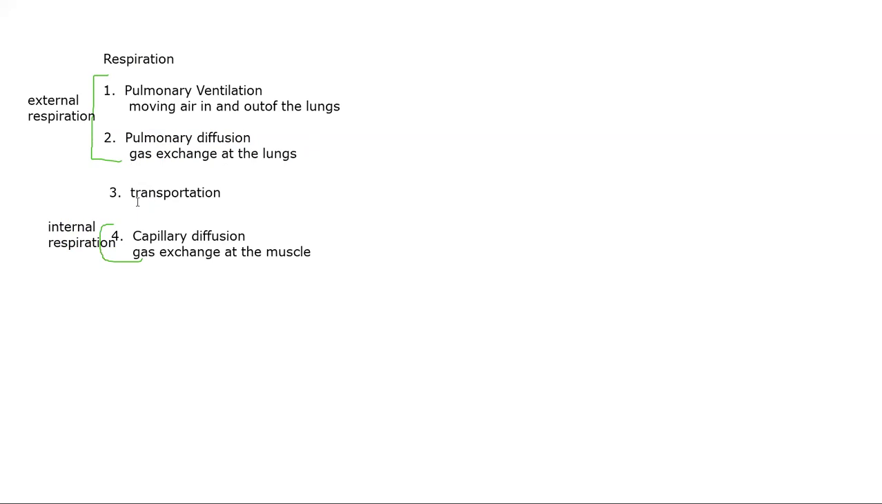Okay, so you breathe air into your lungs, that's pulmonary ventilation. The oxygen moves into your blood, that's pulmonary diffusion. That blood goes to the muscle, that's transportation. The oxygen gets dropped off at the muscle and goes into the muscle, that's capillary diffusion. Okay, then that blood is going to go back up through the right side of the heart into the lungs again, and the process starts over.